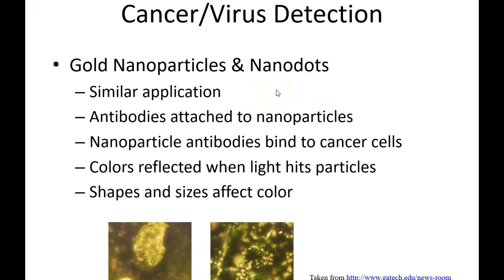Gold nanoparticles and nanodots have similar applications. These antibodies attach to the nanoparticles, and then the nanoparticle antibodies bind to the cancer cells, and color is reflected when light hits these particles. Shape and size affect the color.